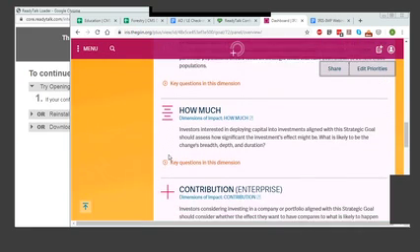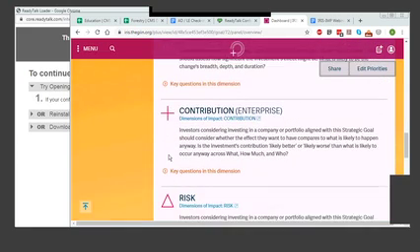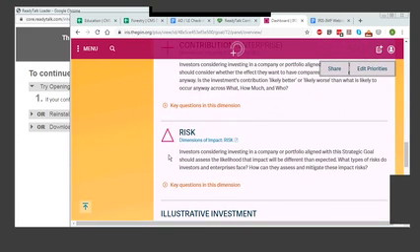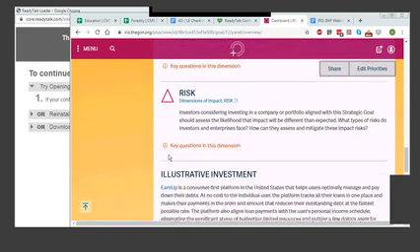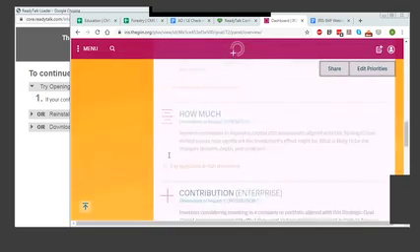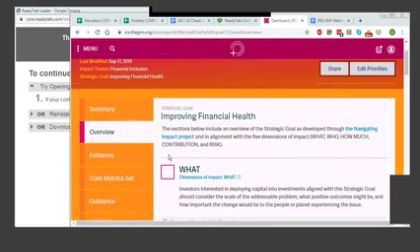How much change can you expect? What might the contribution be on the enterprise side? And then what are some of the risk factors that have been identified for interventions or investments in improving financial health? And then it also has some examples of illustrative investments in this area. So this is just the research, and it's to help inform or advocate what investments in this area look like, and also to help you communicate the magnitude of the problems that you're trying to solve.